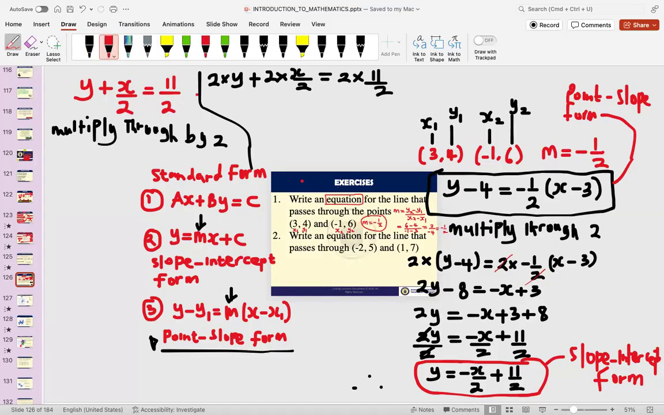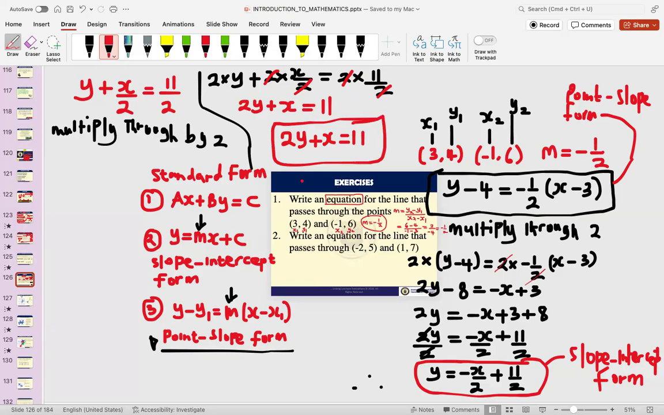And then you do your cancellations. This 2 will cancel this 2. This 2 will cancel this 2. So you have finally 2y plus x is equal to 11. And this is your final answer. 2y plus x is equal to 11. And this is the standard form.